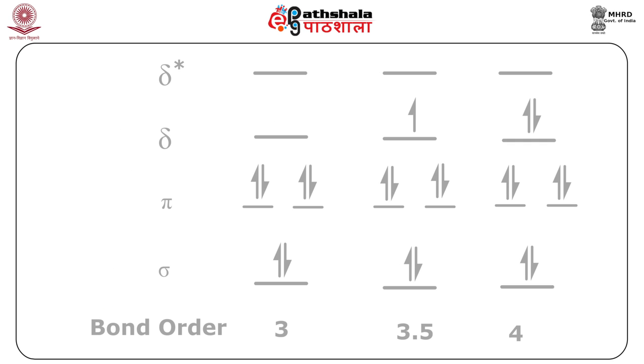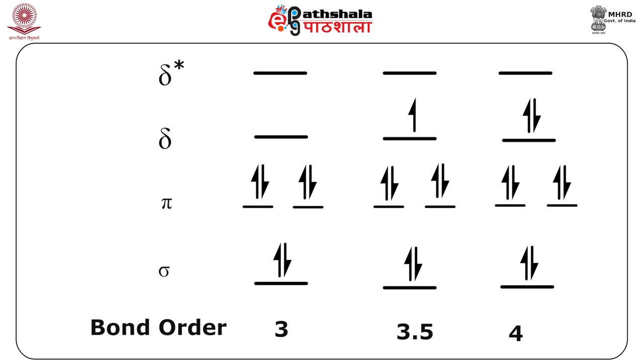Now, we will study how we can calculate the bond order. For example, for bond order 3, you can see that the total number of electrons is 6, where 2 electrons are in the sigma orbital and 4 in pi orbitals, and there is absolutely no electron in the antibonding orbital. As a result, the bond order will be (6 minus 0) divided by 2, which comes out to be 3.